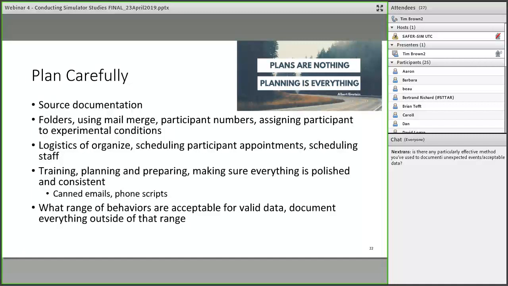If they're outside that range, then we can document it. And we've got a question online, which is: are there any particularly effective methods you've used to document unexpected events, acceptable data? And we've got sample source stocks that we've developed over time that we use.